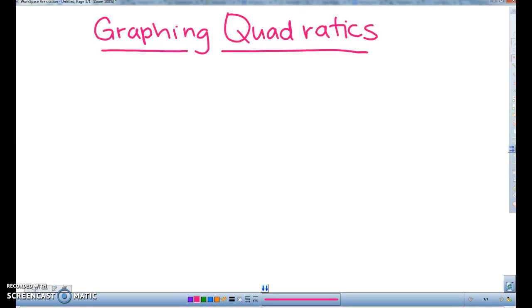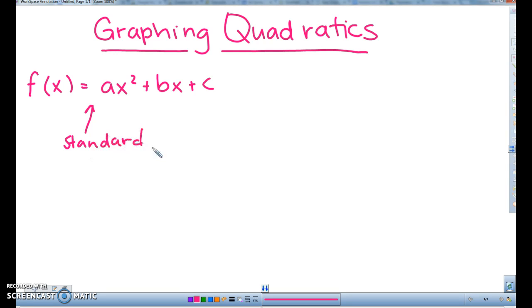Hey guys, today we're talking about graphing quadratics. If you remember back, we have a standard form of a quadratic, which is f of x equals ax squared plus bx plus c. And again, that's the standard form. Also remember that f of x is just another way to say y.